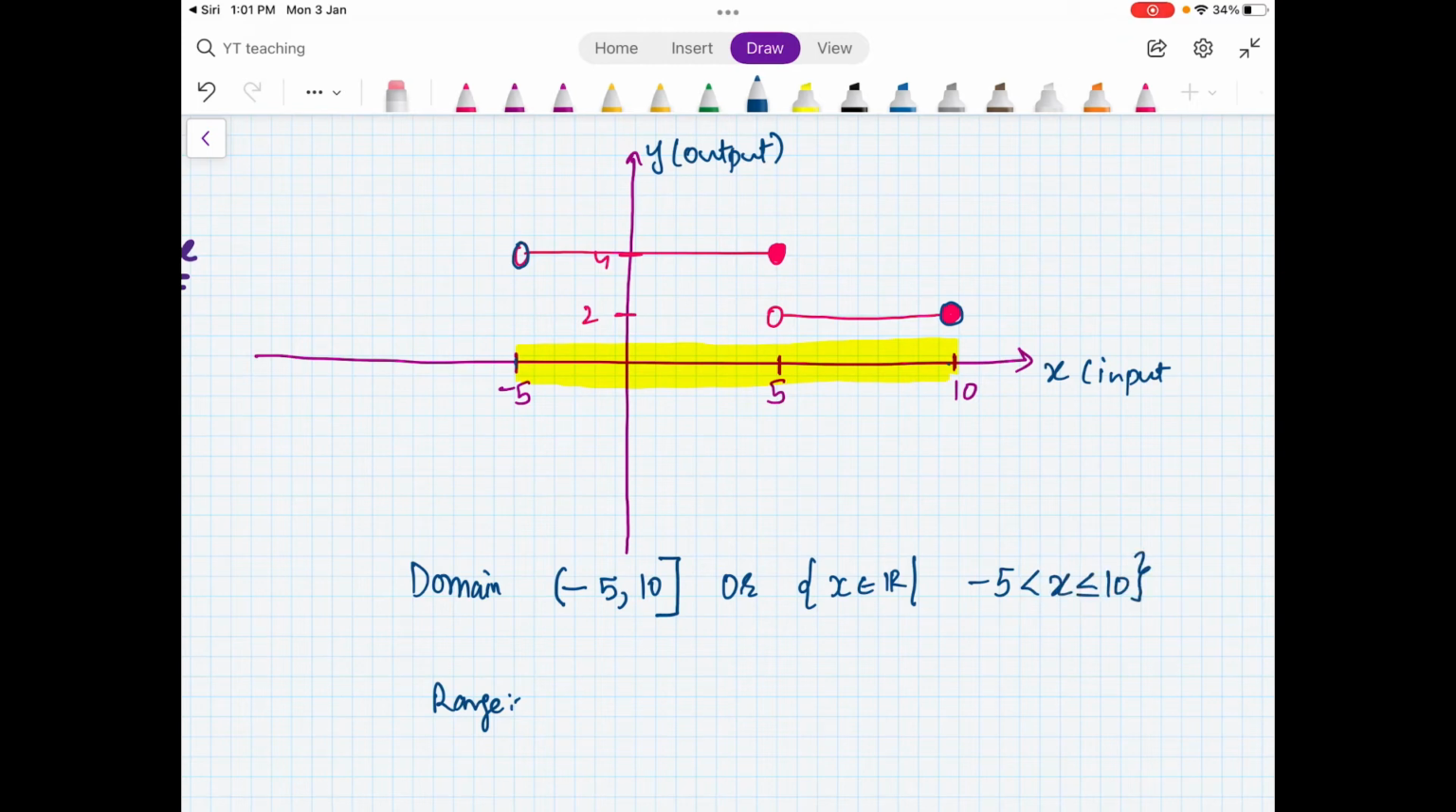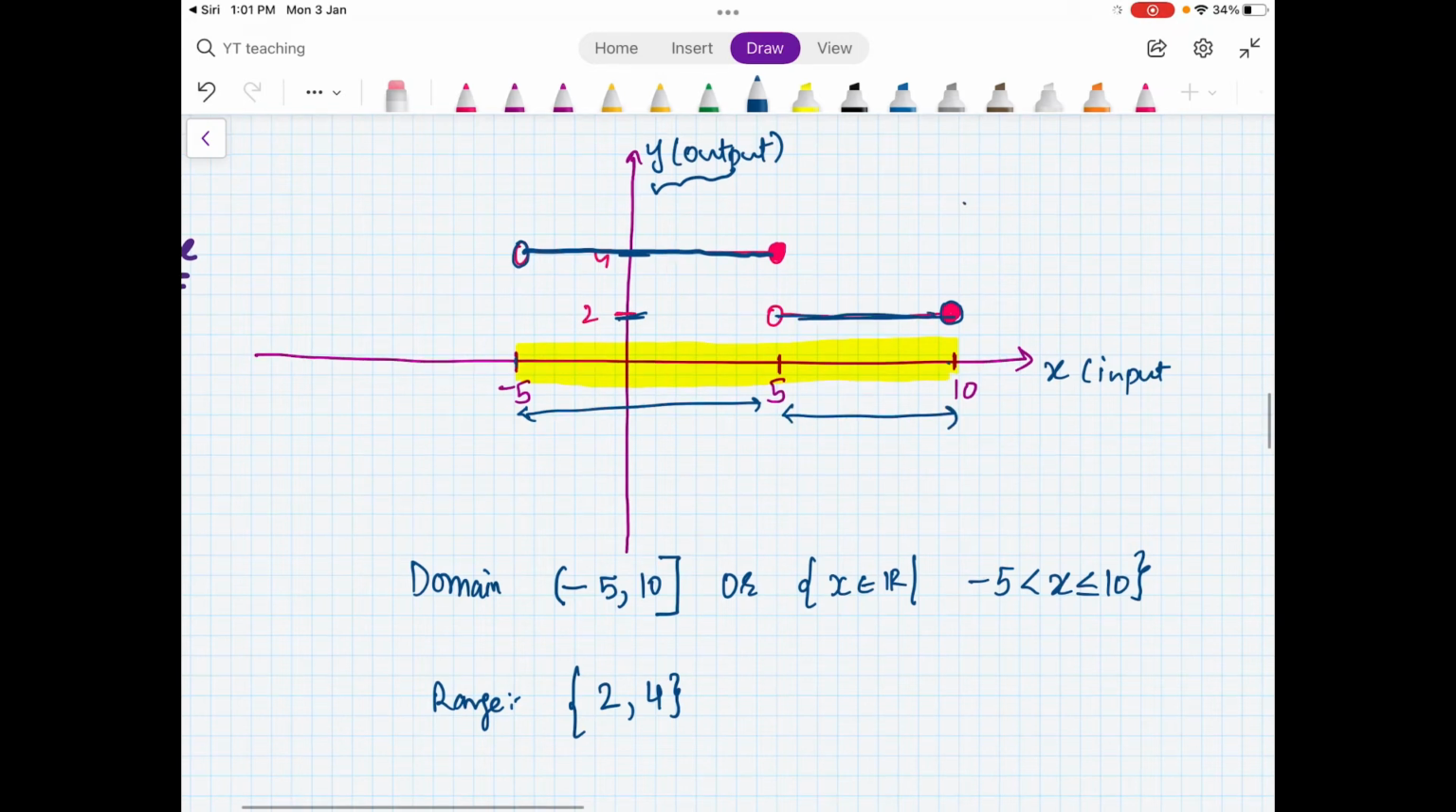Okay, now let us see what is your range. Can you tell me what is your range? So range is all possible outputs. So can you see the output here is only this 4 and 2. So the range is 2 and 4. So what is happening here? From -5 to 5, we have 4 as the output. And from 5 to 10, we have 2 as the output. So this is a machine. This machine is producing only 2 outputs. One is 2 and one is 4. That's it. Okay. So this is my range.